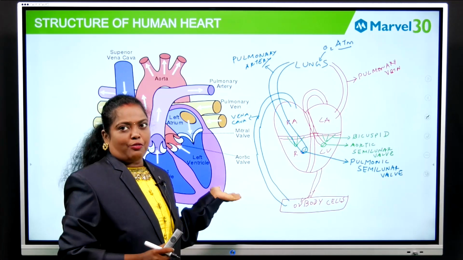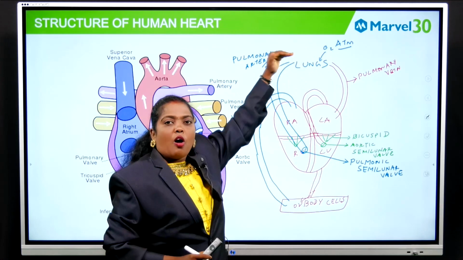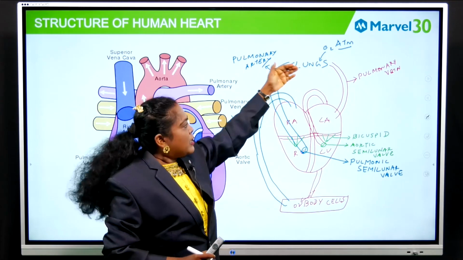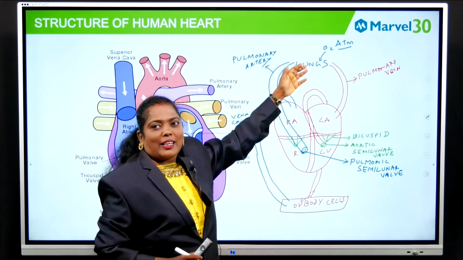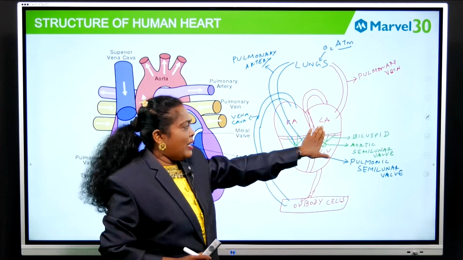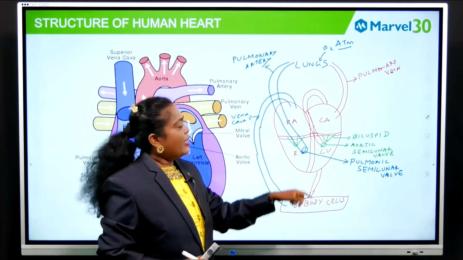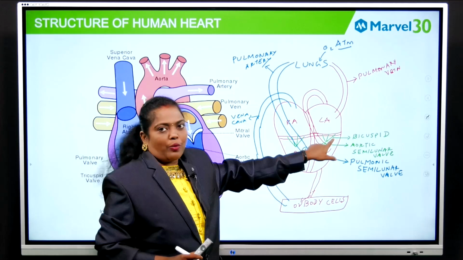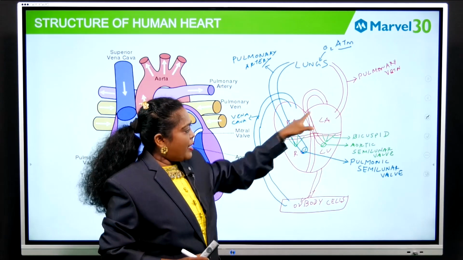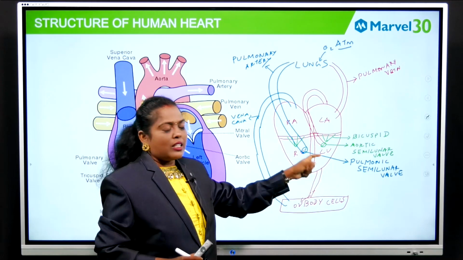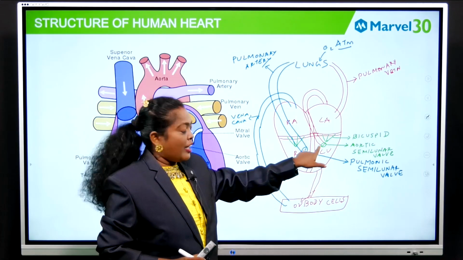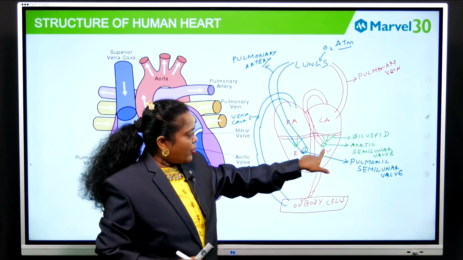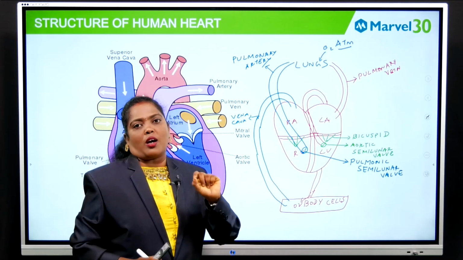So I'll repeat it again for you. From the atmosphere, oxygen enters the lungs. From the lungs, the pulmonary vein carries the oxygenated blood to the left atrium. And here we have one valve. What is the name of that valve? That is the bicuspid valve. And from here the blood comes to the left ventricle. From the left ventricle comes the aorta, and in the aorta you can see the aortic semilunar valve.